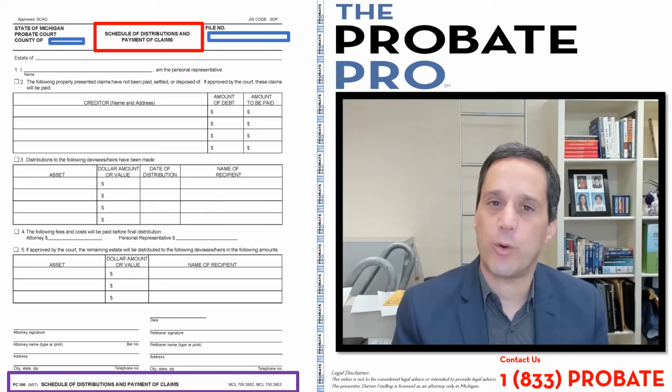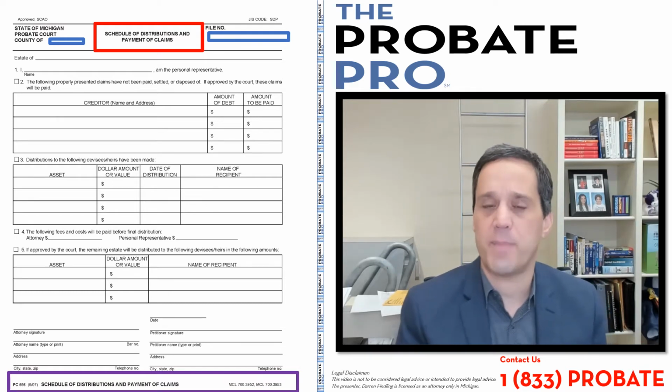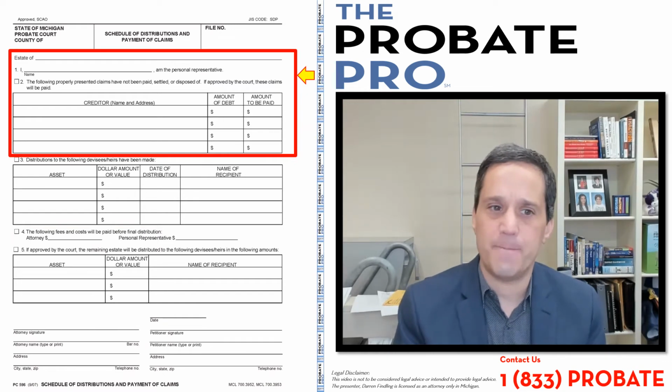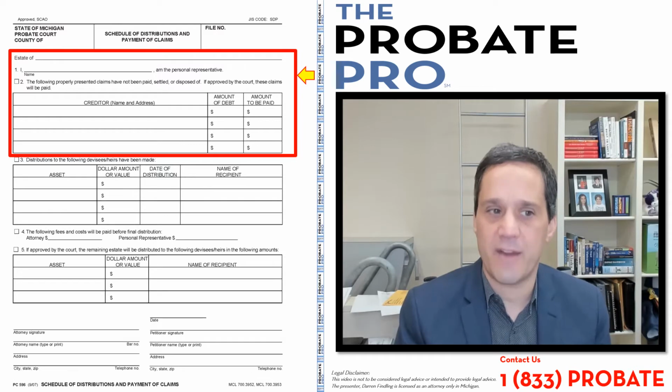In the top left corner, you identify the county in which the probate matter is proceeding. In the top right corner, the file number, the case number. And as you can see from the rectangle, it is the schedule of distribution and payment of claims. The top section identifies the name of the estate and that you as personal representative are completing that form.